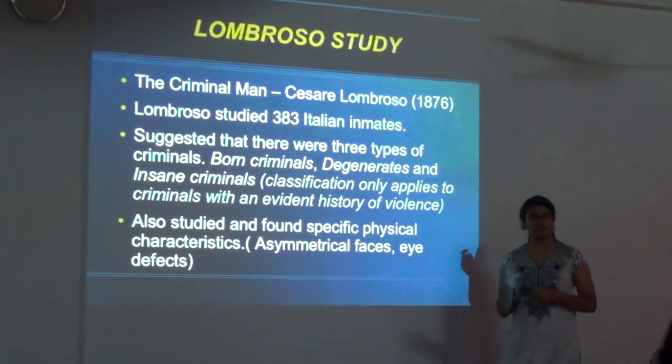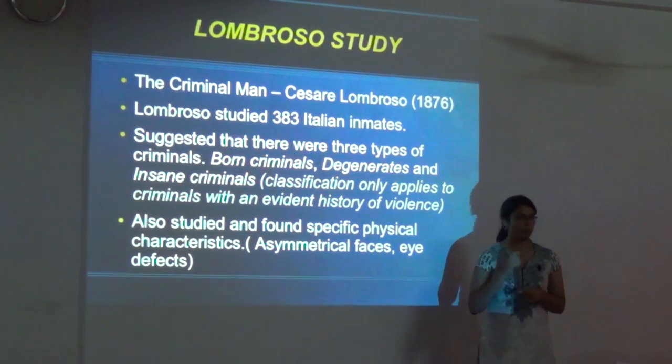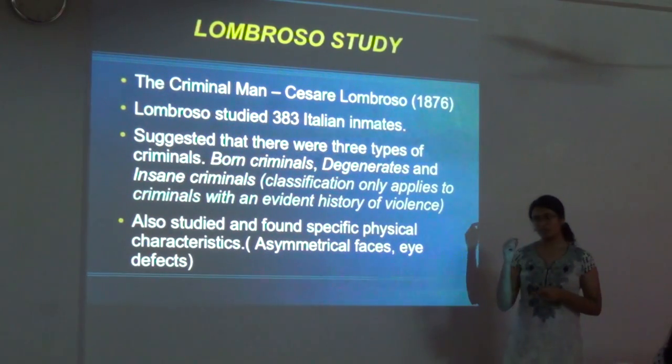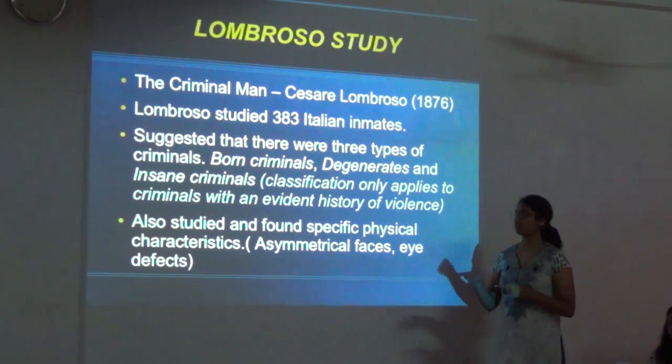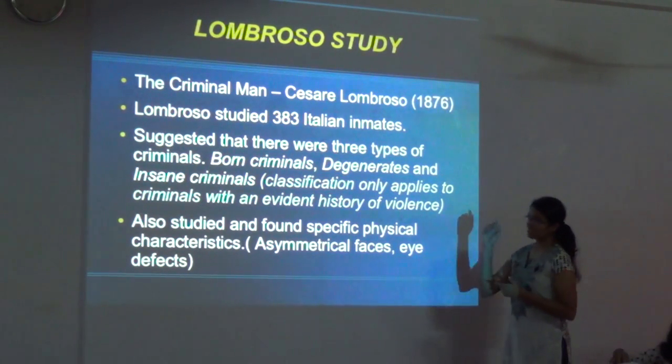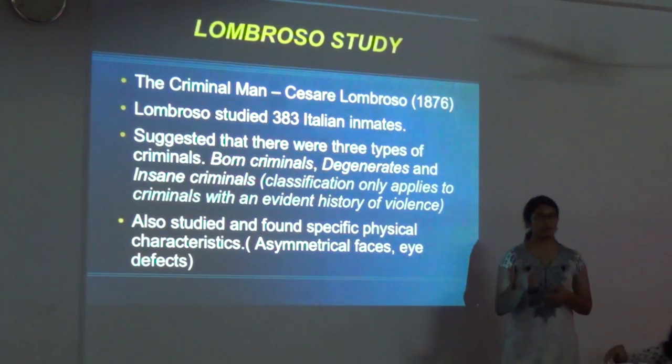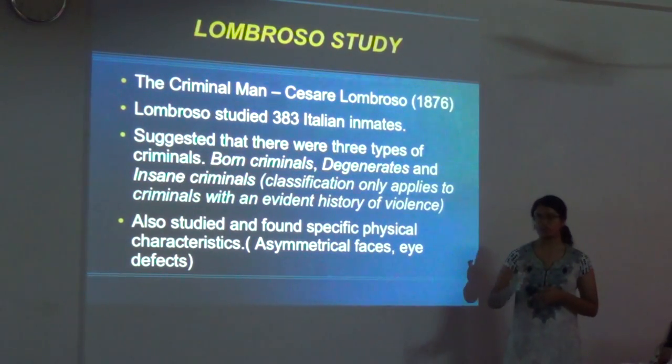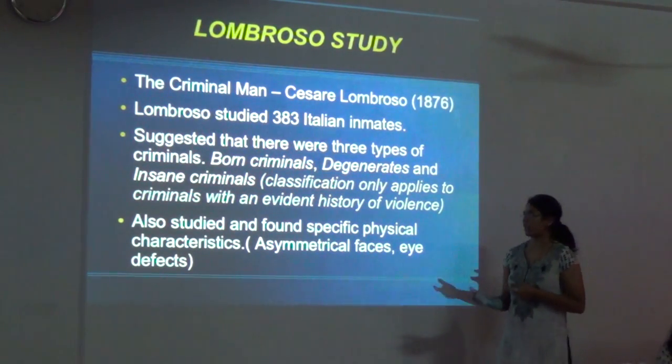Degenerates are the people who have suffered mental or physical abuse in the past, and this has affected them mentally in such a way that it causes them to commit a crime in a form of revenge or anything else. The last is the insane criminals. These are the people who suffer from mental disorders or diseases that cause them to commit a crime.